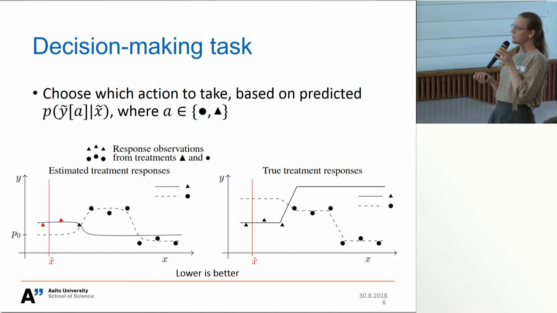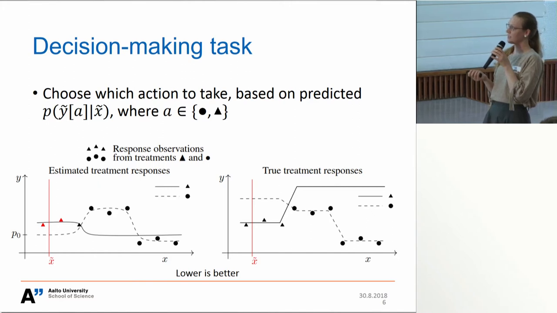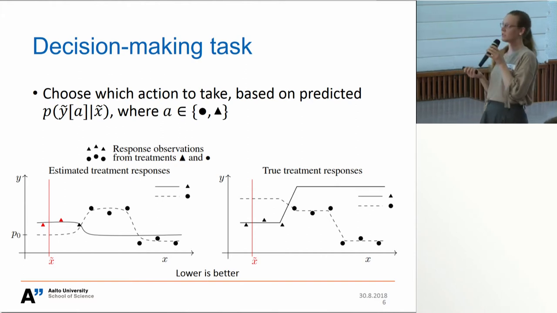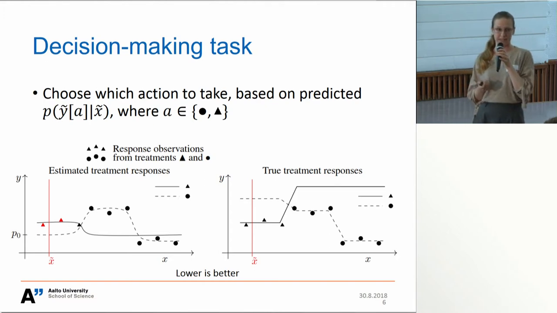And for this patient X, we see that we have only observed the treatment triangle for those kinds of patients. And then our model has fairly well learned that, okay, the outcome is this. The problem is, though, that we have not observed the circle. And therefore, our model relies on its prior.